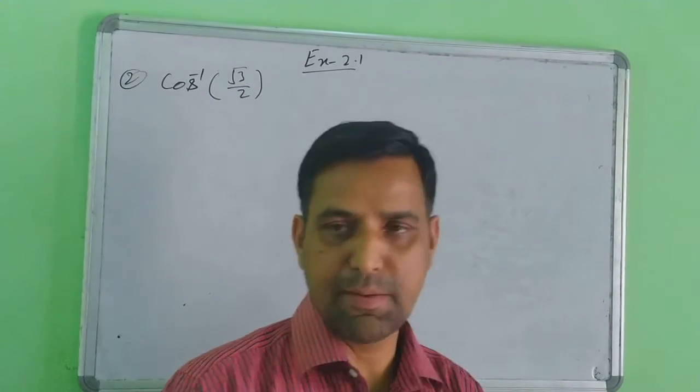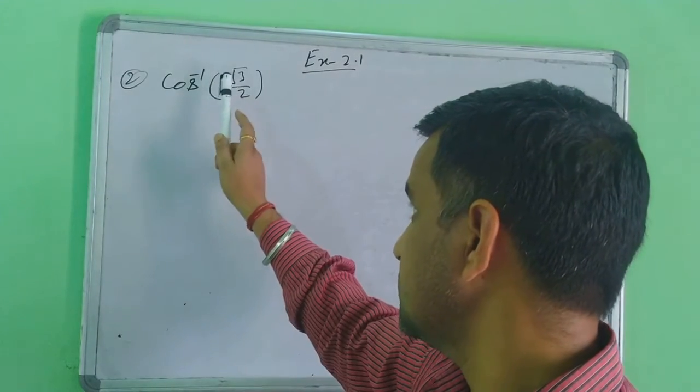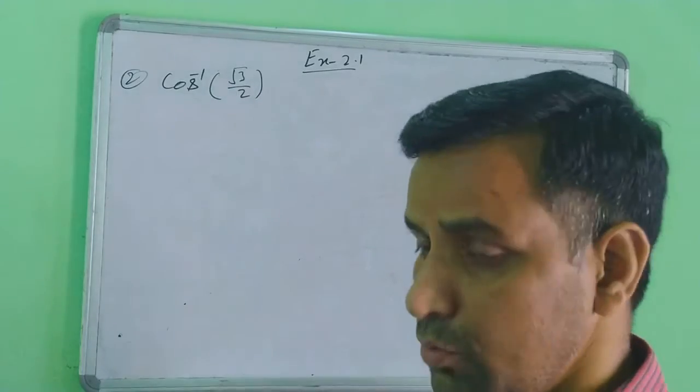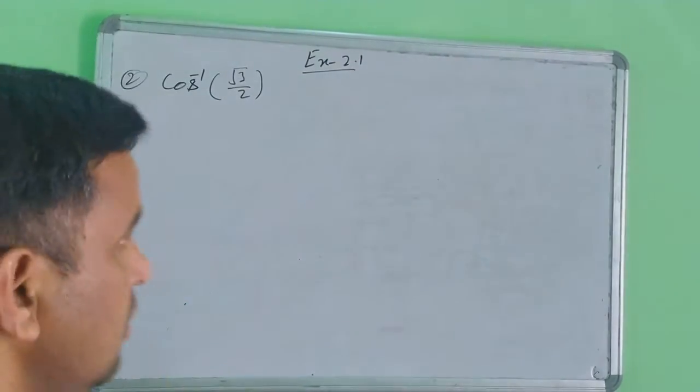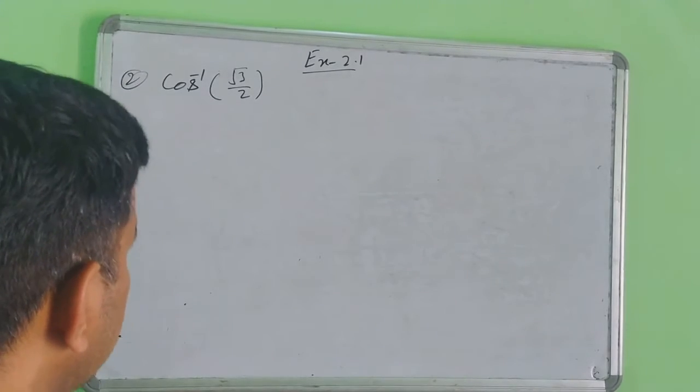Yes, student. Next question. I am taking question number two here. I am taking cos inverse. What is the principal value of cos inverse of root 3 by 2? Now look here. First of all, we write the same things here. What is the range of the principal value of this?